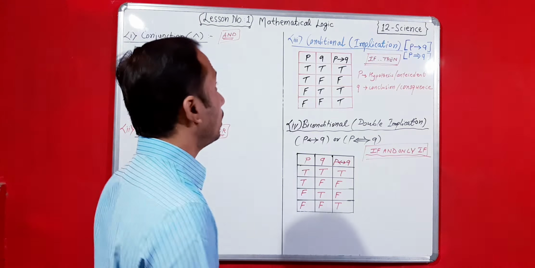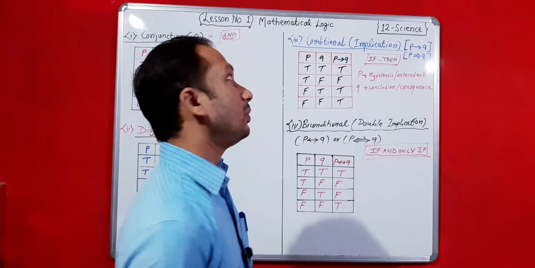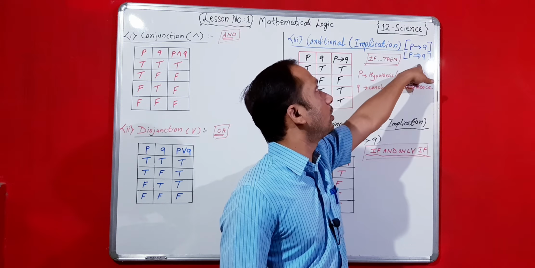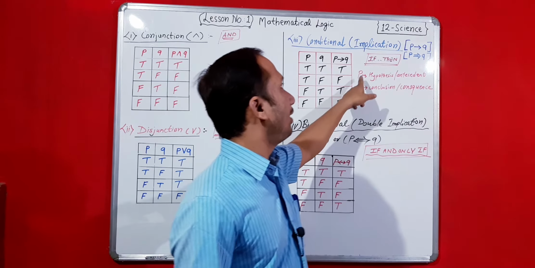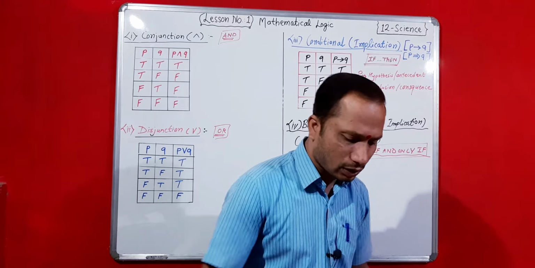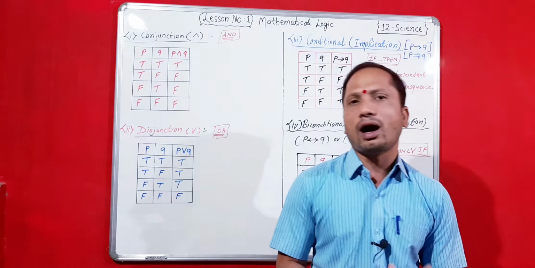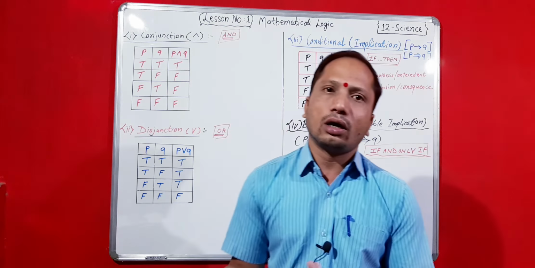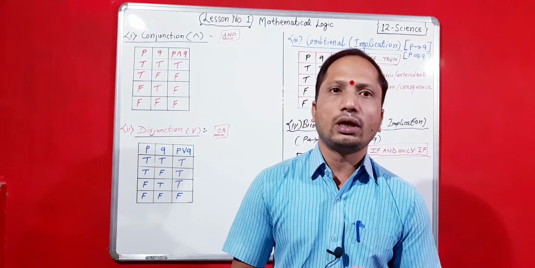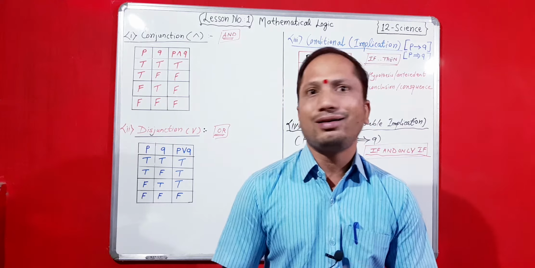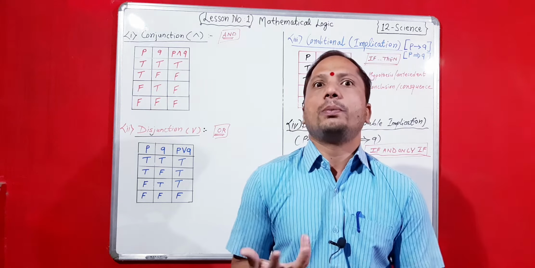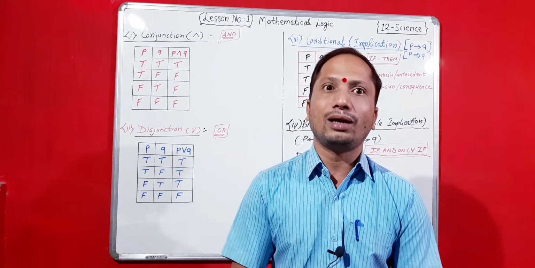So please concentrate. Conditional implication is also known as implication, if-then. We use if-then, and this is P implies Q. You can use this type of symbol. P is known as the hypothesis or antecedent, and Q is known as the conclusion or consequence. Now in this case, if-then: if I study hard, then I will get good marks in exams. If I work hard, then I will earn good money. Any statement joined by if-then is the type of statement we are going to learn right now.